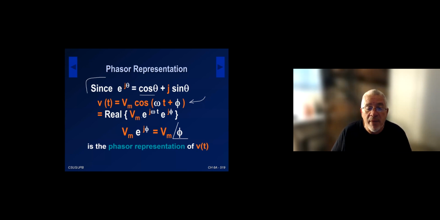Keep in mind that the term e to the j omega t is always there. We actually don't show it, but it is there in the phasor representation as well. Because it's there everywhere, we don't show it. It's omnipresent. So for the time being, this can be written either as Vm e to the j phi or as Vm angle phi. This is the same thing, and we'll define it as the phasor representation of V of t.